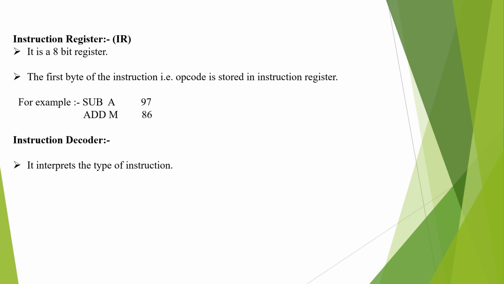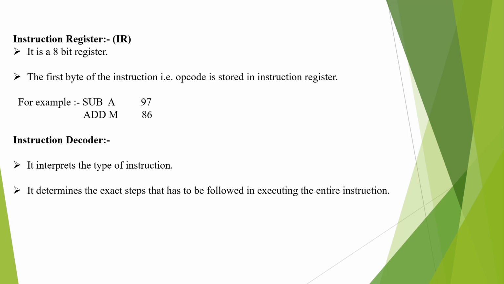It interprets the type of instruction. What type of instruction? It is arithmetic, it is logical, or whether I have to transfer data. Second, it determines the exact steps that have to be followed in executing the instruction. So keep in mind, the instruction decoder does two functions.